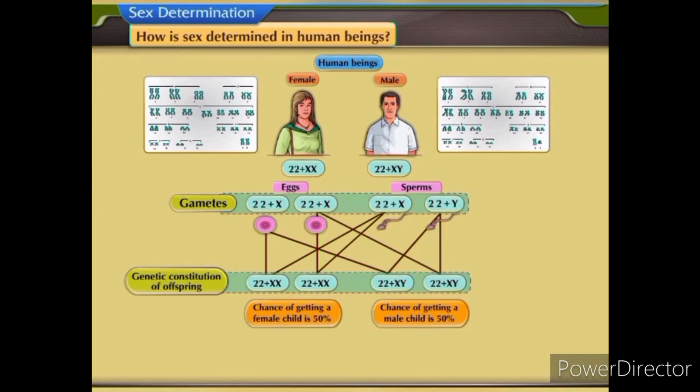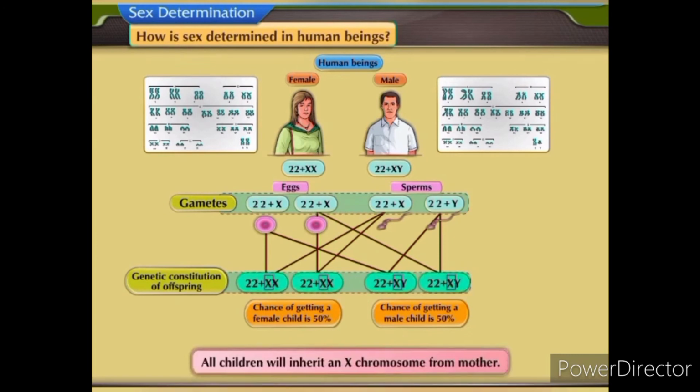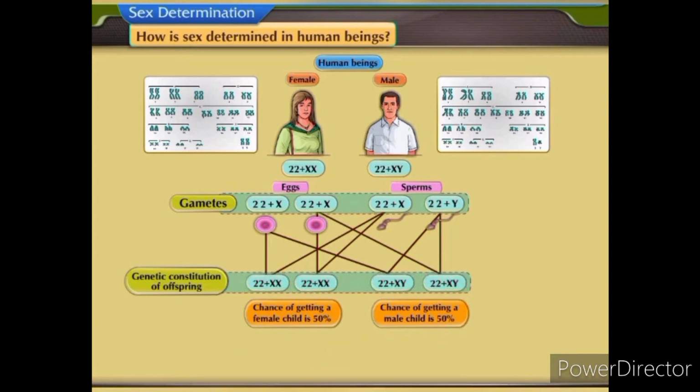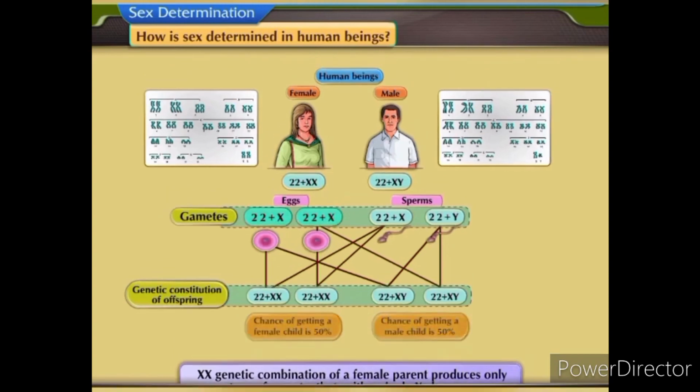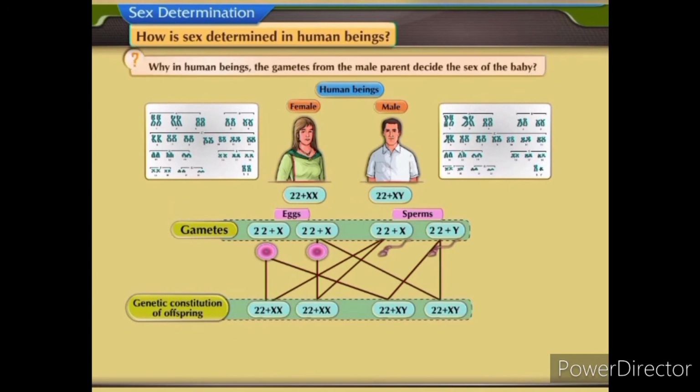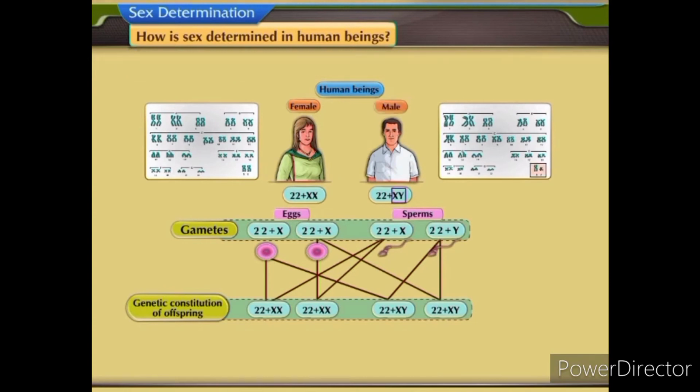From this, it is clear that all children will inherit an X chromosome from their mother, irrespective of whether they are boys or girls. This is because the XX genetic combination of a female parent produces only one type of gamete, that with a single X chromosome. Do you know why in human beings the gametes from the male parent decide the sex of the baby? Let us understand this. A male parent has XY sex chromosomes. This parent produces two types of gametes, one with an X and the other with a Y chromosome.